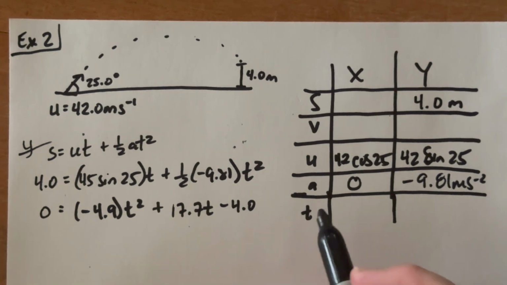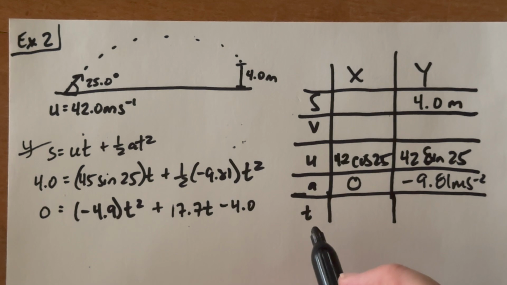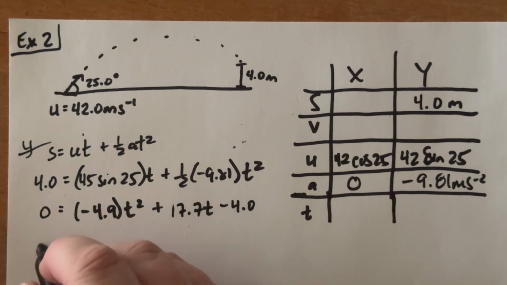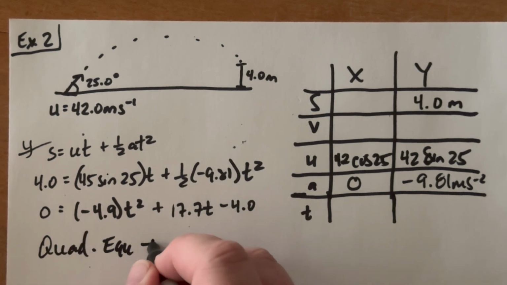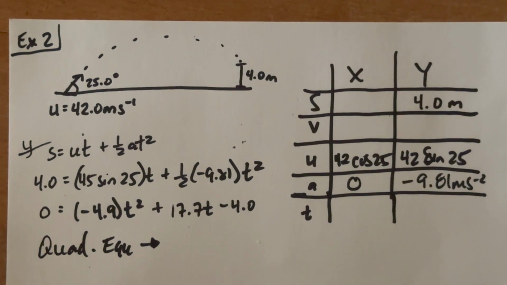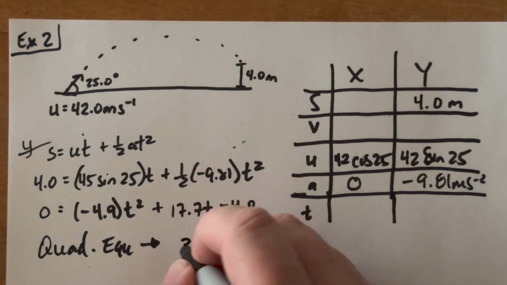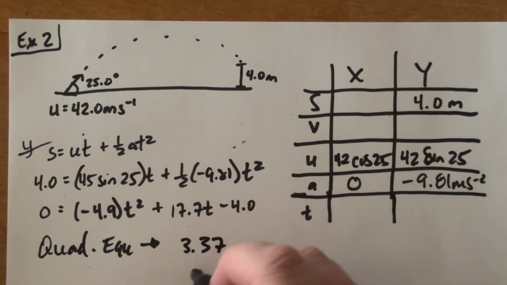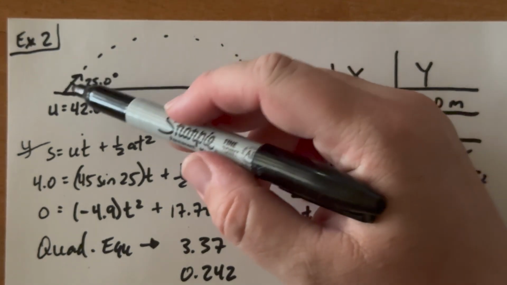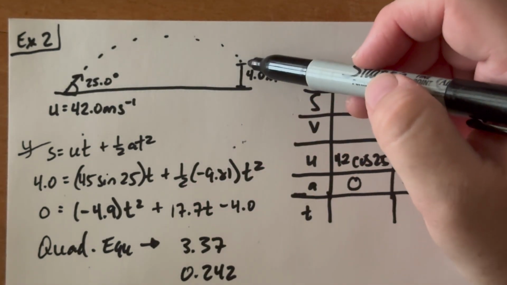This allows me to get into the quadratic equation formula. So now when I use the quadratic equation, it's going to give me 2 numbers. Those 2 numbers are 3.37 and 0.242.